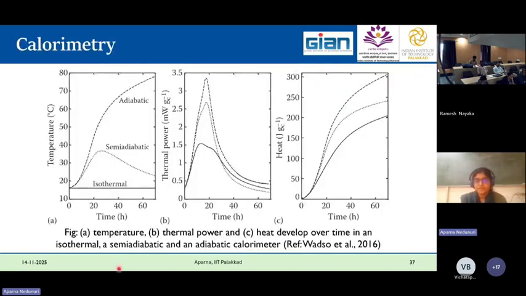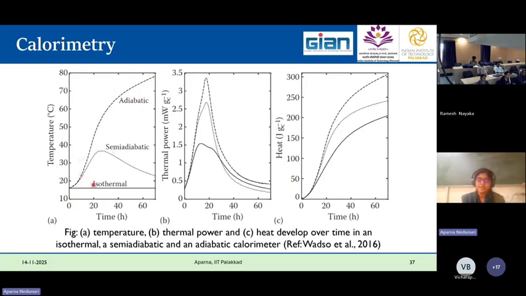Now, if you see the calorimeter curves obtained from the different calorimeters that we have discussed, with respect to time and temperature: in isothermal, we try to maintain the temperature at a constant level, right? That's why it is constant over here. In adiabatic, the temperature keeps on increasing because as the temperature of the sample is increasing, we are also increasing the temperature of the surroundings.